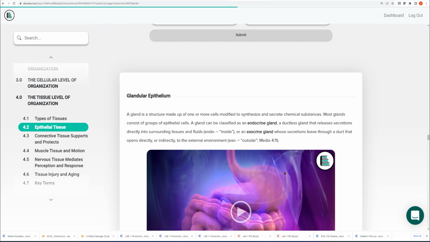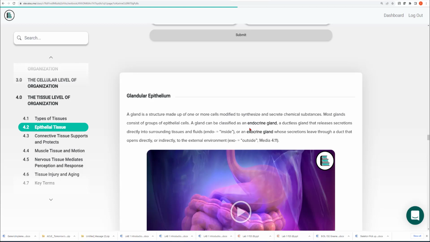The other place that you find epithelial tissues are your glands. We've said that. Let me show you a little bit more about this. In your body, there are basically two kinds of glands. There are endocrine glands and there are exocrine glands.